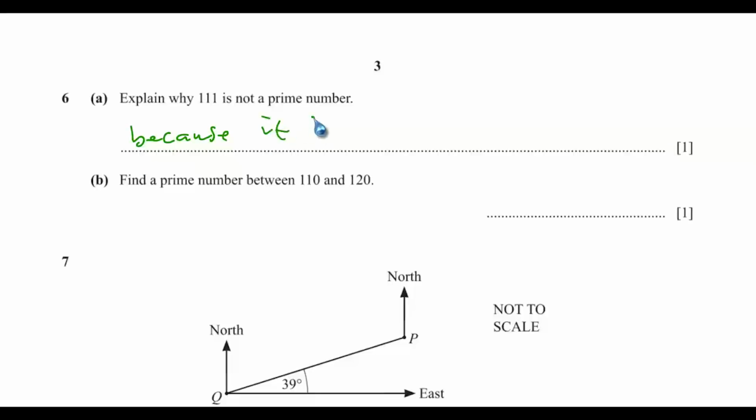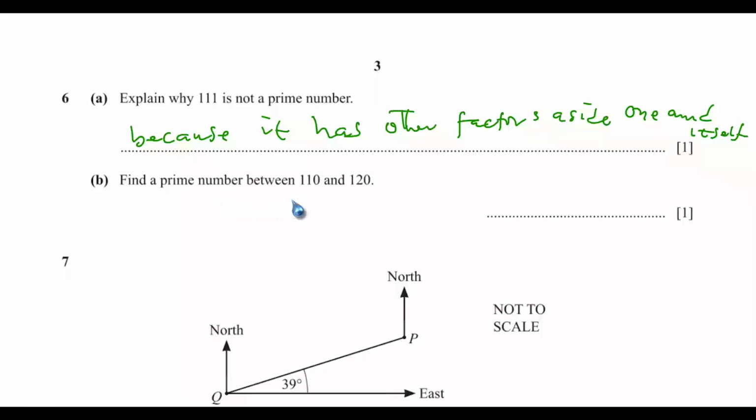So you can say it is not a prime number because it has other factors aside 1 and itself. Okay, you can write it here, 1 and itself. So all prime numbers have just two factors. It will be 1 and itself, but in this case it has other factors which are 3 and 37. So for that reason it is not a prime number.